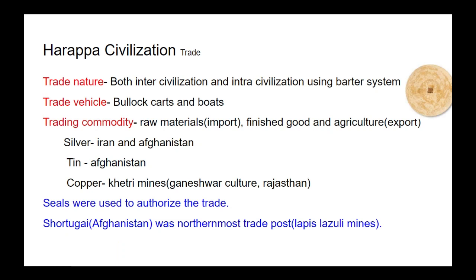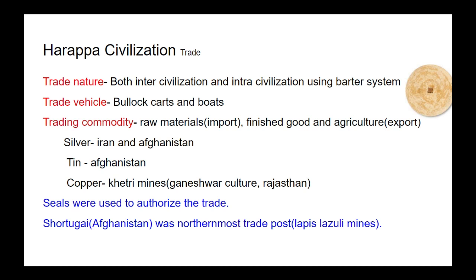The trade practices of the Harappan civilization. The Harappan people used to trade within the Indus Valley sites and also outside the Indus Valley sites, like with the Mesopotamian civilization, and the trading was done using the barter system. We don't find any coin from the Harappan civilization, so trading was done probably with the help of the barter system.